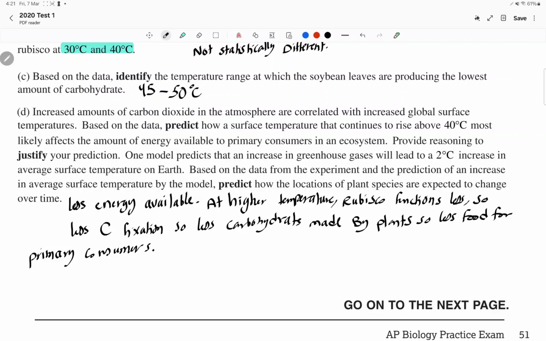Okay, one model predicts that an increase in greenhouse gases will lead to a 2% increase in average surface temperature on Earth. Based on the data from the experiment and the prediction of an increase in average surface temperature by the model, predict how the location of the plant species are expected to change over time. They want to avoid the high temperatures. They have to migrate to colder temperatures.